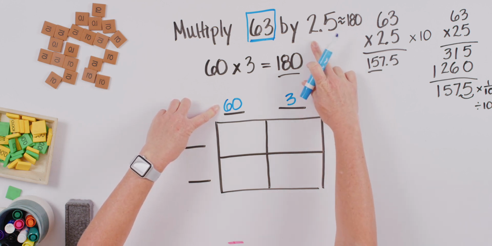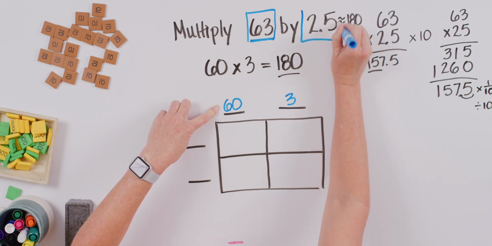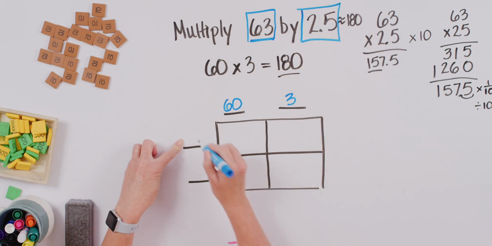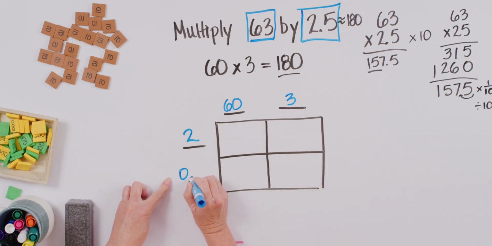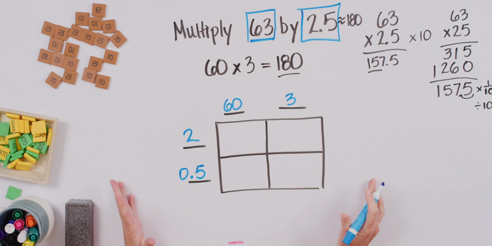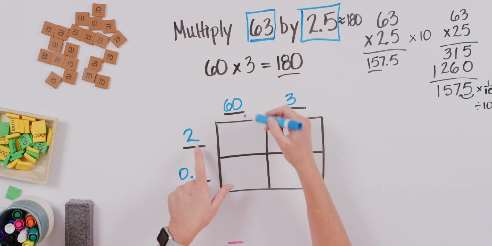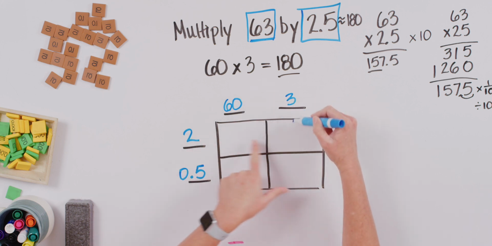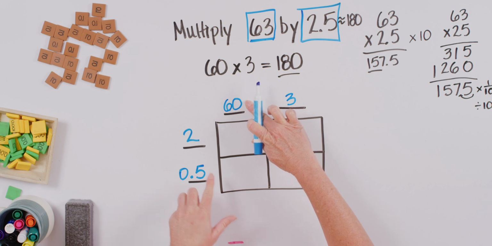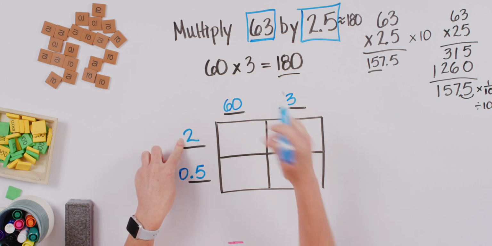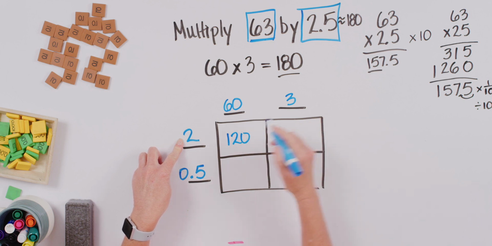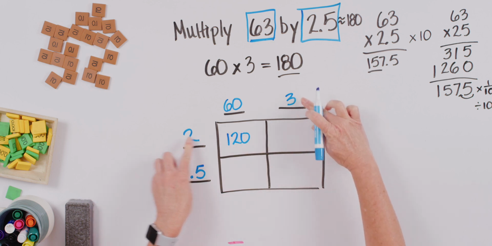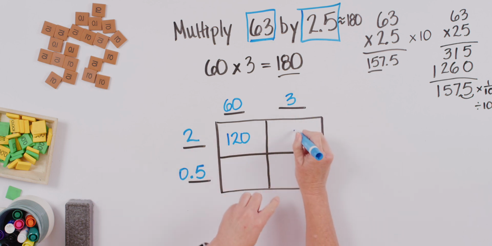Now I'm going to do the same with my 2 5/10 here. So I have 2 wholes and I have 5/10. Okay. Now with an area model, if you're not familiar with it, I'm going to multiply each of these together to find my answer. So 60 times 2 is going to give us 120. 3 times 2 is going to give me 6.